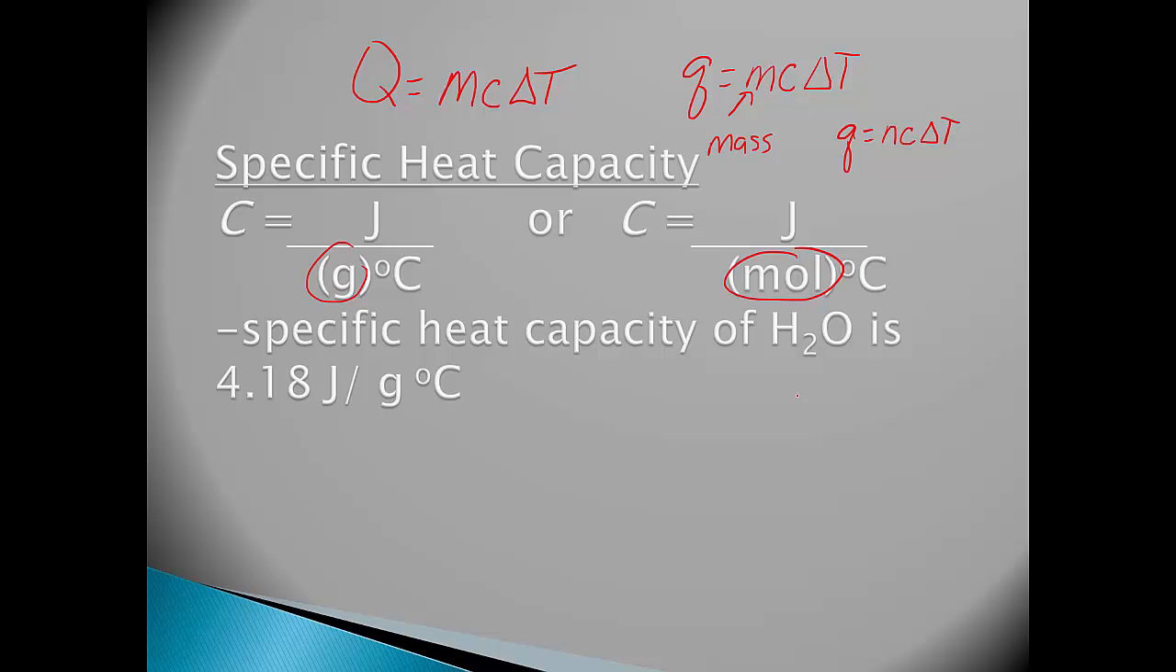So specific heat capacity is an intensive property: how much heat do I need to add to make this substance change temperature. Typically they standardize it for either 1 gram of the material or for 1 mole.